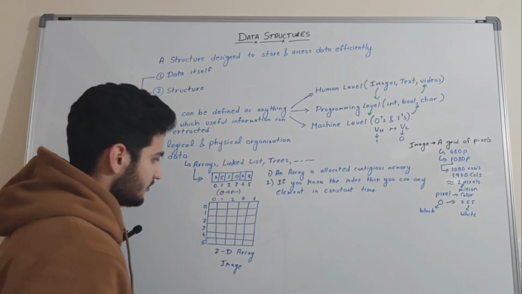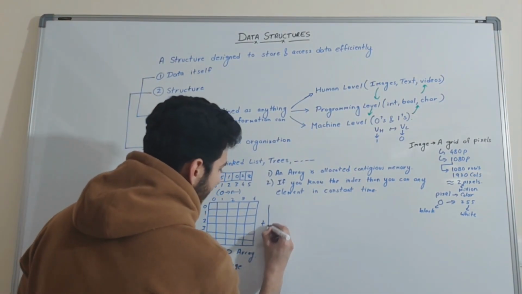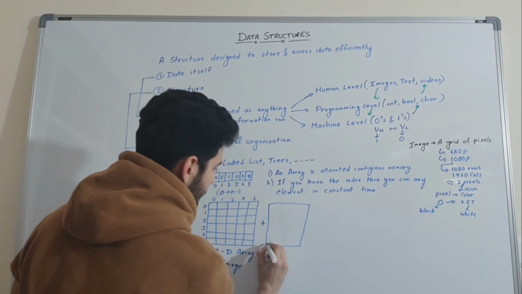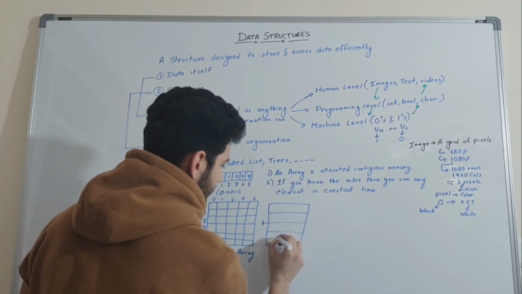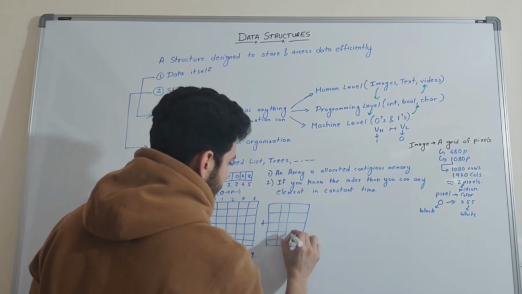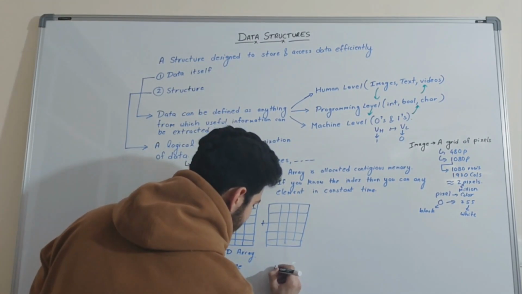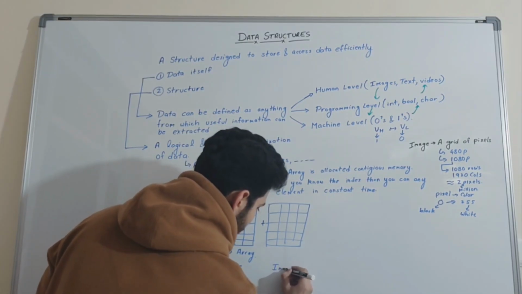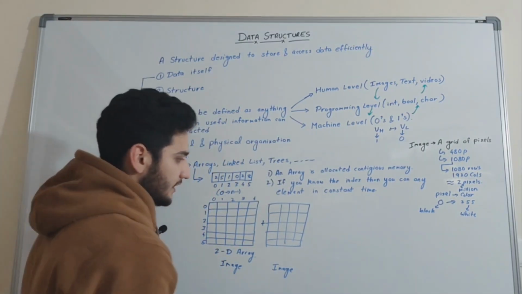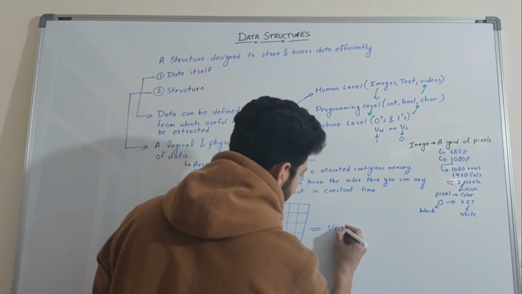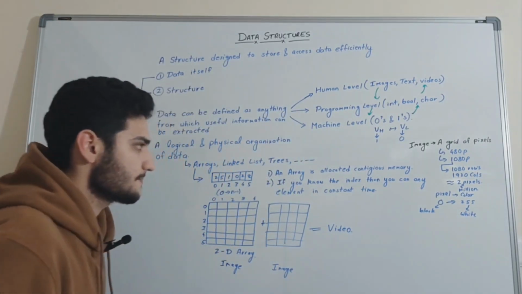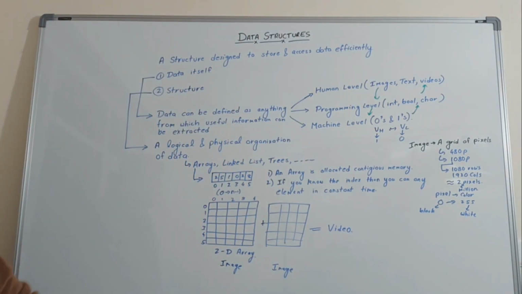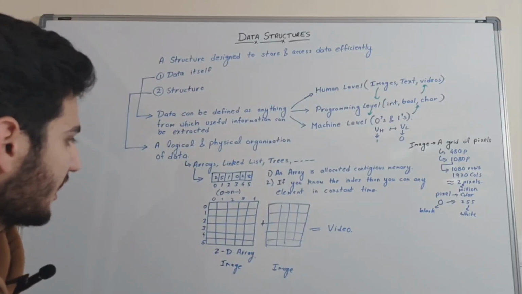We can again add these images, we can add multiple images and create a video. This is how we get a video. So this is how the translations are taking place.